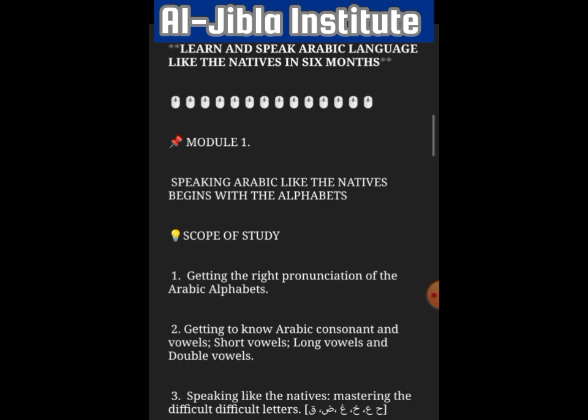The second thing we'll look at is getting to know the Arabic consonants and the vowels. And vowels are divided into three types. We have the short vowel or the single vowel. Single vowels are pronounced shortly, in a short manner. We'll talk more about that when we get there. We have the long vowels, and of course we have the double vowels.